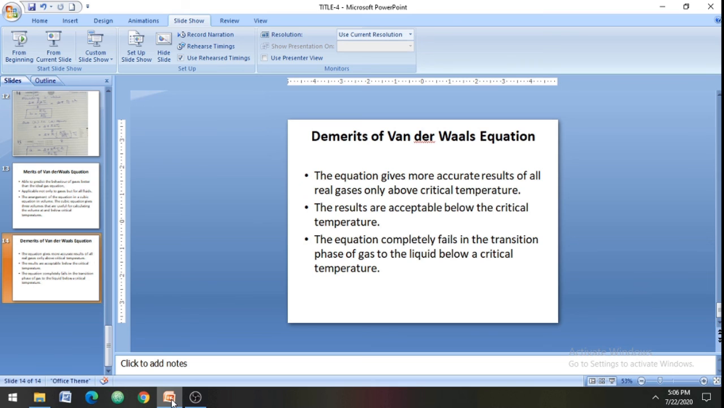The equation completely fails in the transition phase of gas to liquid below critical temperature. This equation definitely fails when we apply phase change operations, gas to liquid or liquid to gas, or any change from one state of aggregation to another at below critical temperature. It gives more accurate results only when we use it above critical temperature.